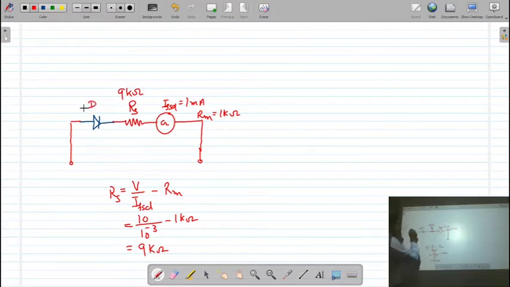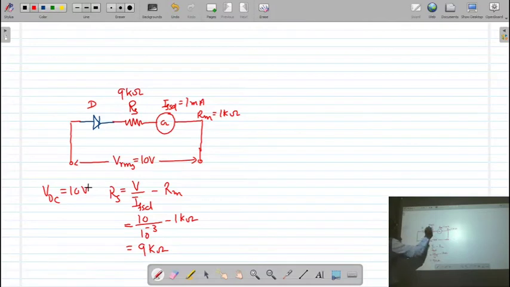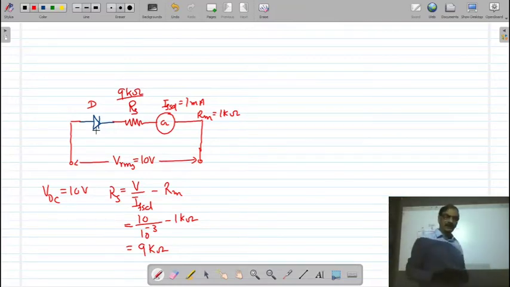Here we consider the diode to be ideal, and I apply an AC voltage of 10 volt. Remember, originally my meter was a DC voltmeter, and the range of the DC voltmeter was 10 volt, and accordingly we have calculated the value of resistance Rs. Now I am introducing a diode so that my AC voltage will be converted into a DC voltage.